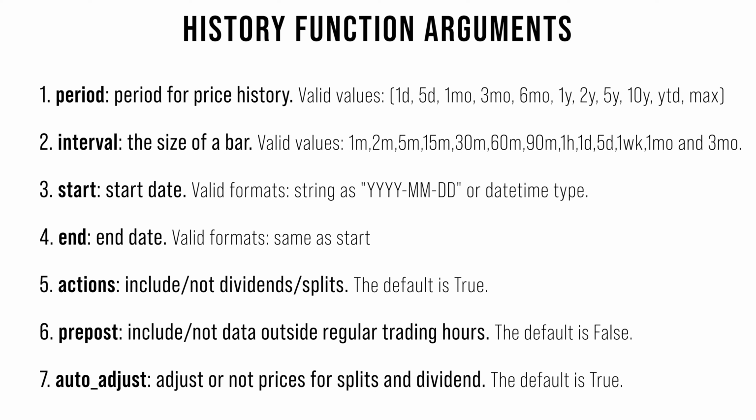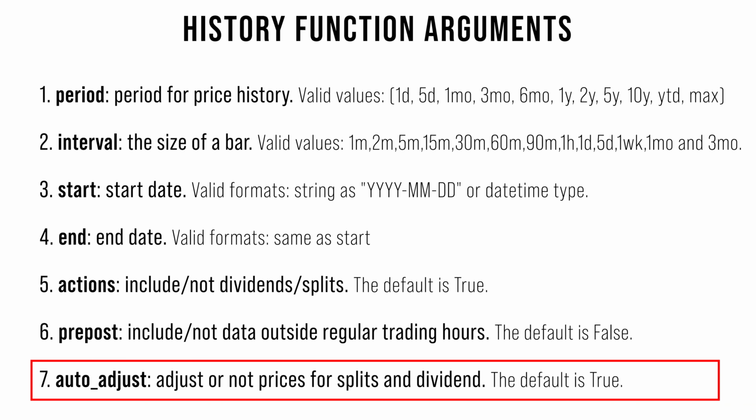Pre-post lets you include or not data outside of regular trading hours. The default is false. Then auto-adjust adjusts or not price for splits and dividends. The default is true. Here's an important note on the auto-adjust argument. Because it is set to true by default in the history function, all prices are adjusted for dividends and splits.